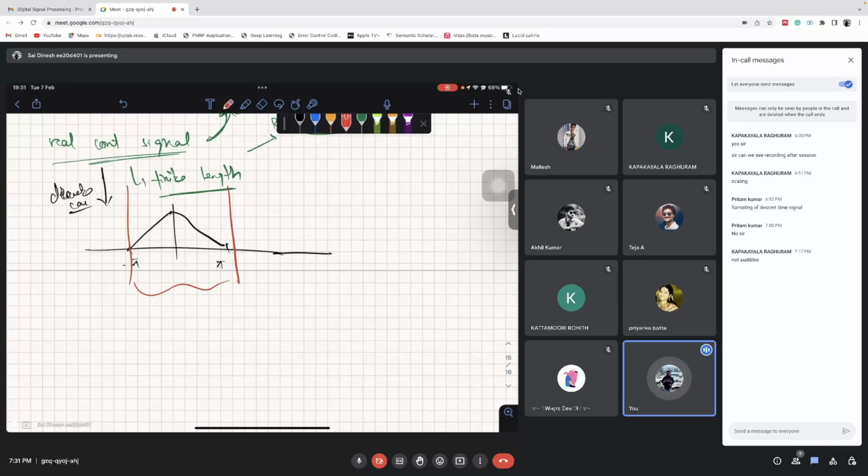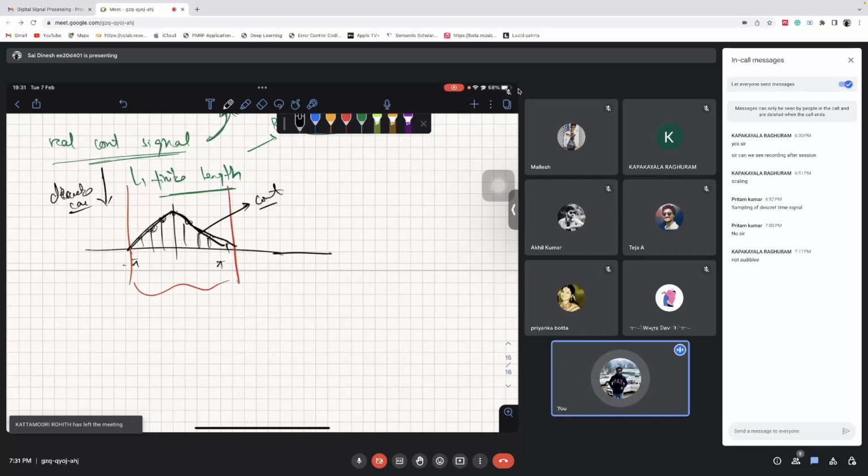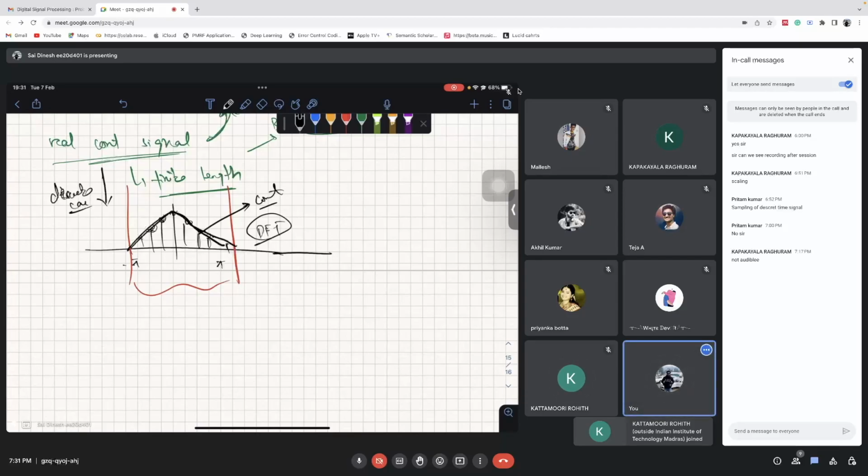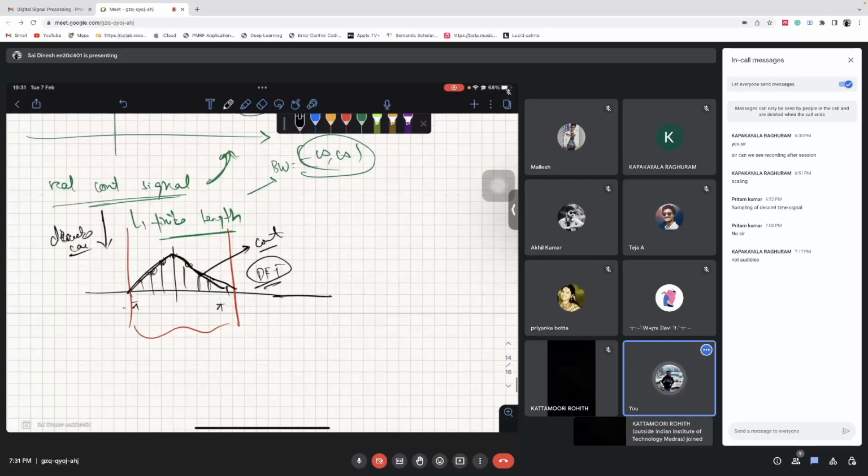Yet again, this is continuous, so we are not able to store that. This is a far later part of the course, where this also is sampled, and then samples of the frequency domain are stored. This is known as the DFT. It is taught a lot later.